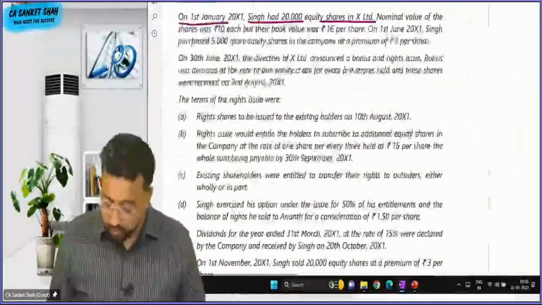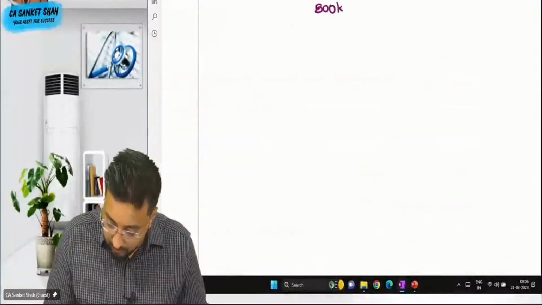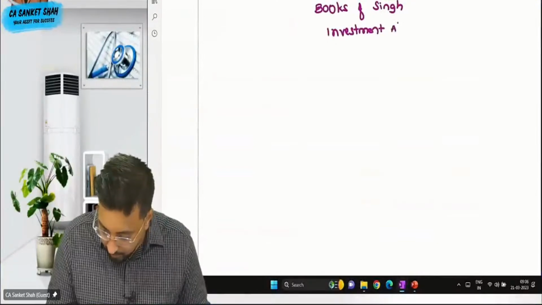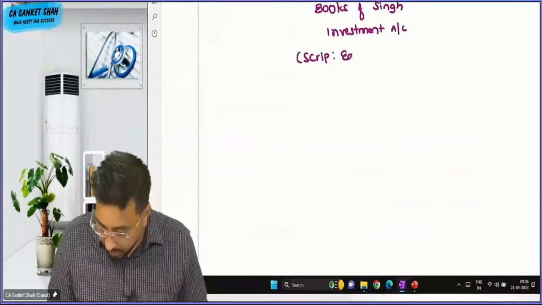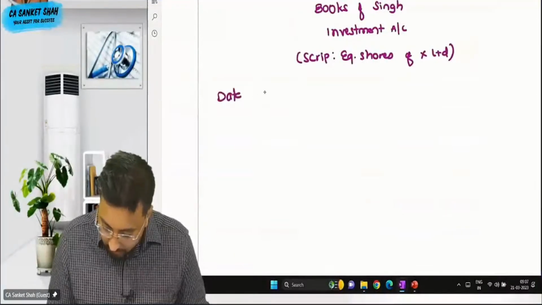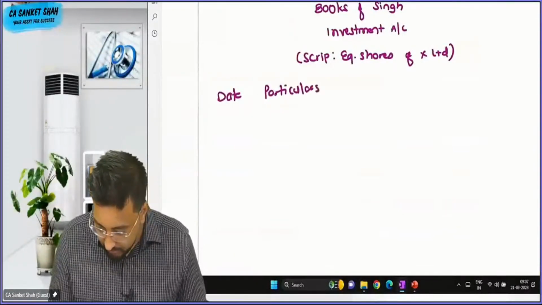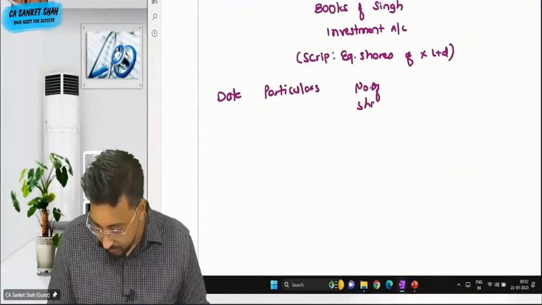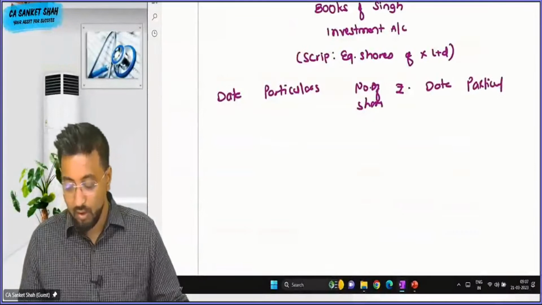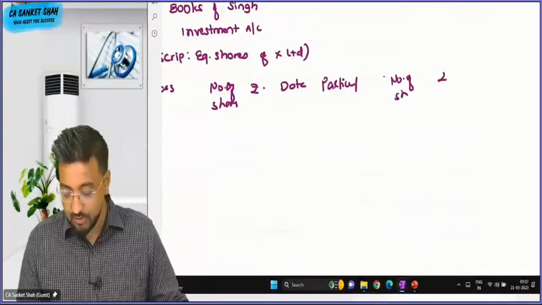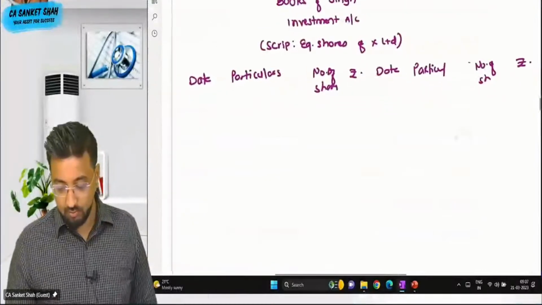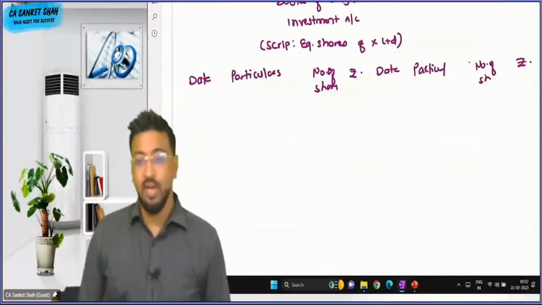Ready with the pro forma? What are the columns? Write: books of Singh, investment account, scrip, equity shares of X Limited, date, particulars, number of shares, rupees, date, particulars, number of shares, rupees.